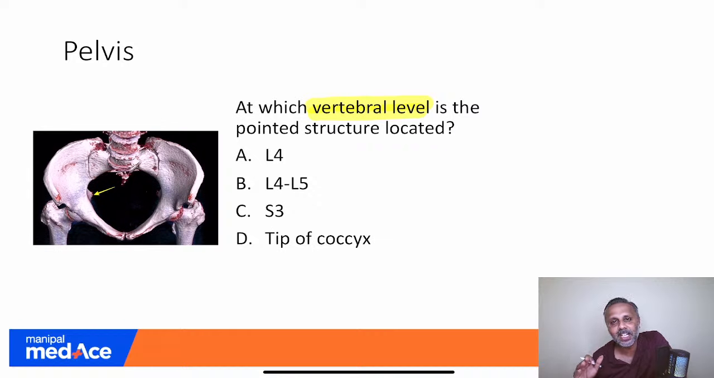Unless you know the skeletal landmarks and soft tissue landmarks, examining the organs or defining the region is impossible. Okay, so what question was asked? At which vertebral level is the pointed structure located? Most of you said this was an image based question and the structure marked was.